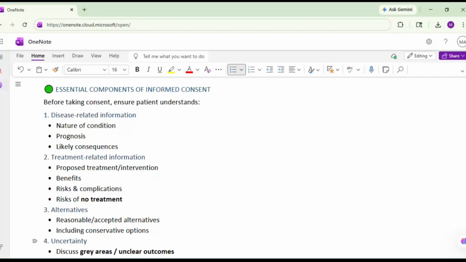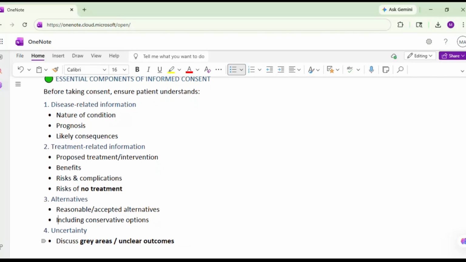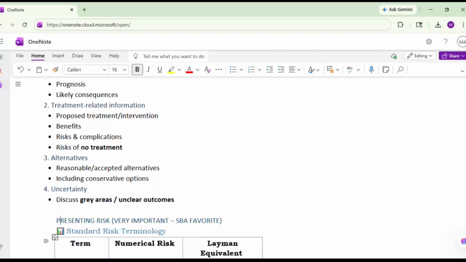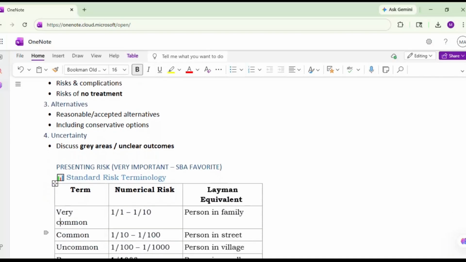Then come the alternative options: apart from the proposed treatment, what are the alternatives which are available? Reasonable and accepted alternatives we need to discuss, including the conservative options. And uncertainty, certain gray areas if they are there, or unclear outcomes, that also we need to discuss.